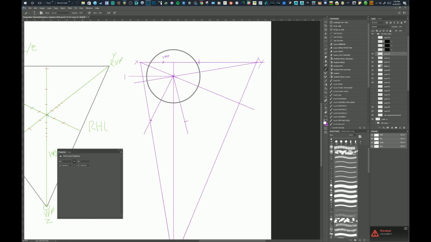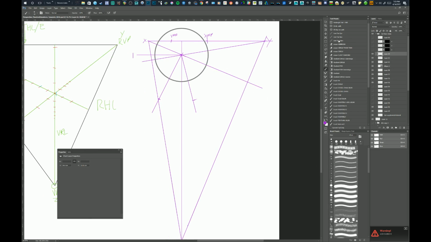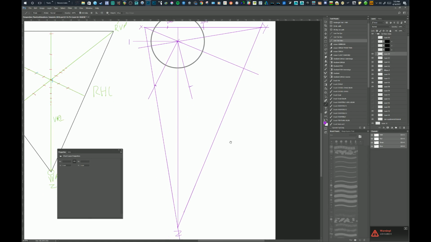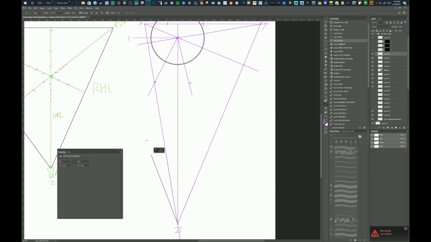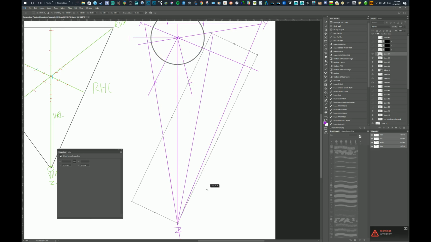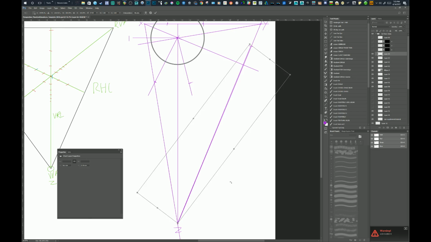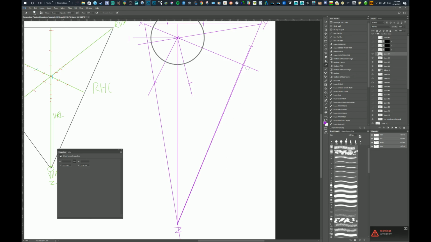What in the world is happening? XMP, and we'll do the same thing with Z. So we go Z to its station point, which is approximately right there. And then we'll swing that past its reference line, which is right here, to the opposite side. And this will be our ZMP.